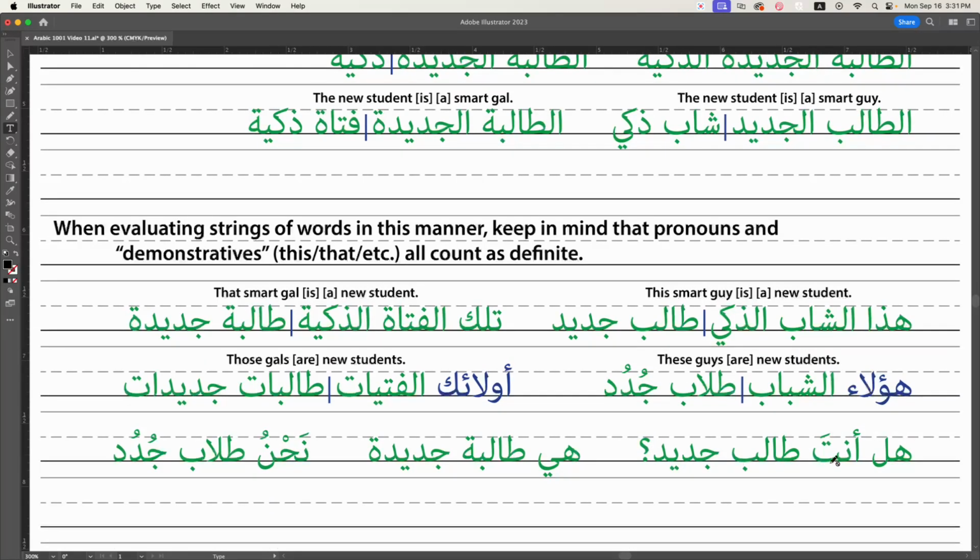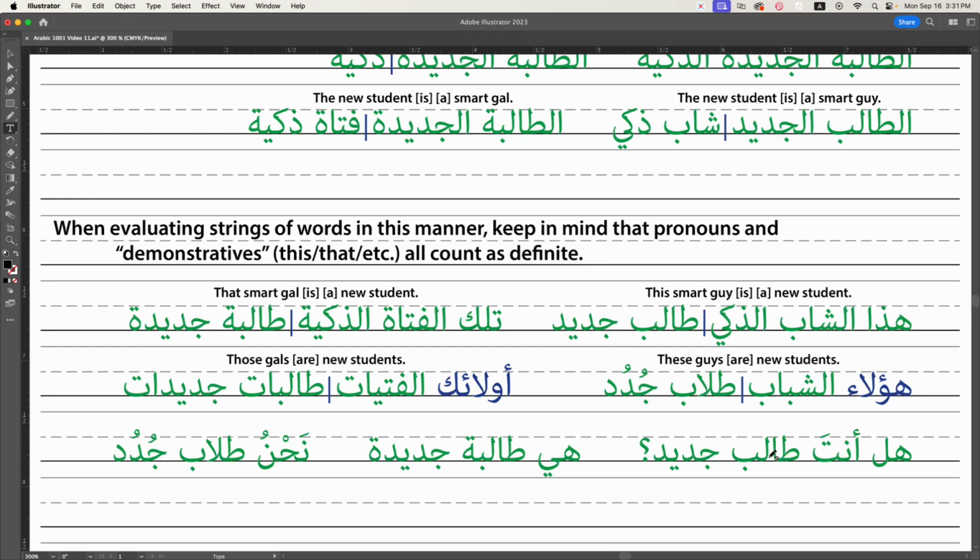We can use pronouns here. Remember that hal is our question word for yes-no questions. And then anta is you, masculine singular. So hal is a question word. Anta is a pronoun, so it's definite. And then طالب جديد is indefinite. So right here is where we're going to put the line and make this a sentence. And a question fundamentally is always a sentence, so you needn't really worry about that here. But yes, no question: you, student, new, and you're asking, are you a new student?